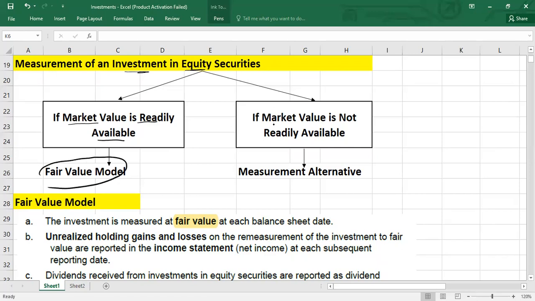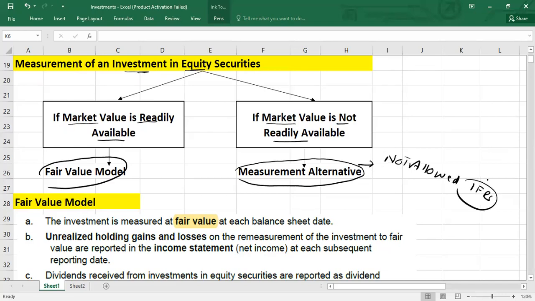But if the market value is not readily available, maybe those are the stocks of a small company whose stock price is not available, here we can use the measurement alternative. We will see what it is. And don't forget, this measurement alternative is not allowed under IFRS. You should remember it is not allowed, but in US GAAP it is allowed. We will see how it works.